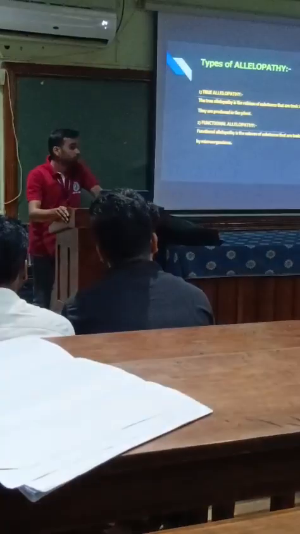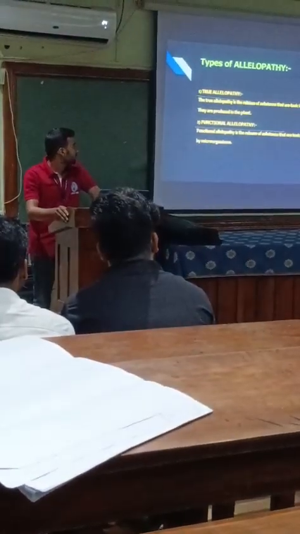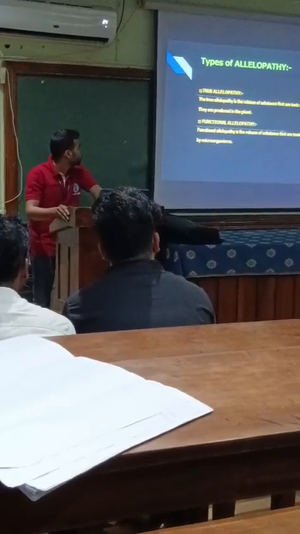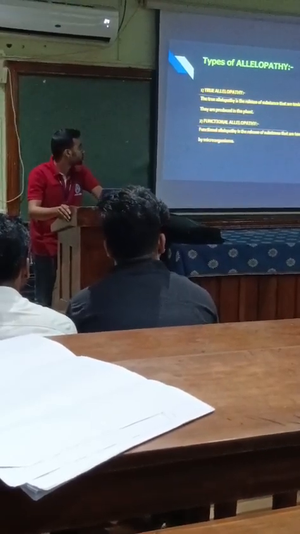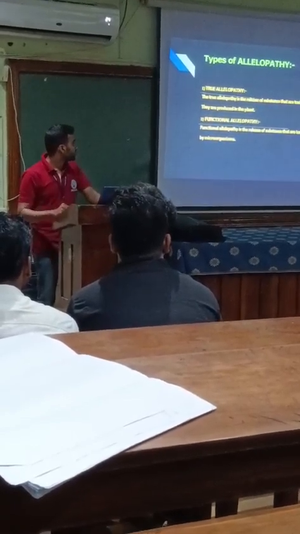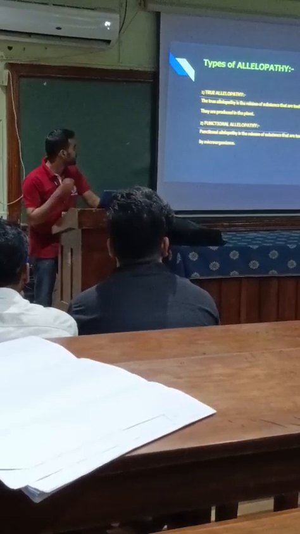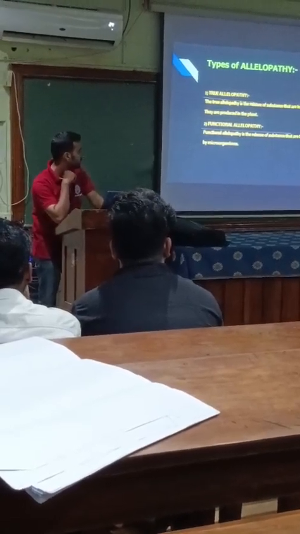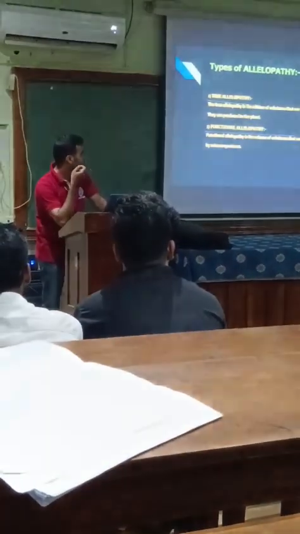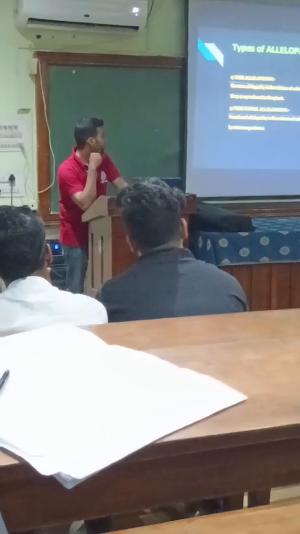These are the types of allelopathy. There are two types of allelopathy, true allelopathy and functional allelopathy. True allelopathy is the release of substances that are toxic in the form in which they are produced in the plant. And functional allelopathy is indirect allelopathy, that means it is the release of substances that become toxic as a result of transformation by microorganisms. It can be harmful through the processing of microorganisms.